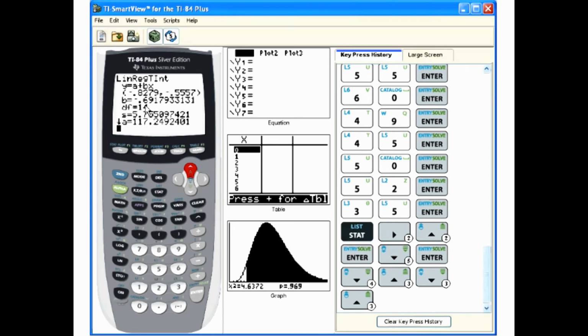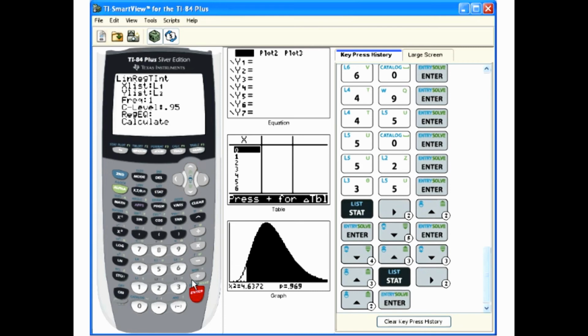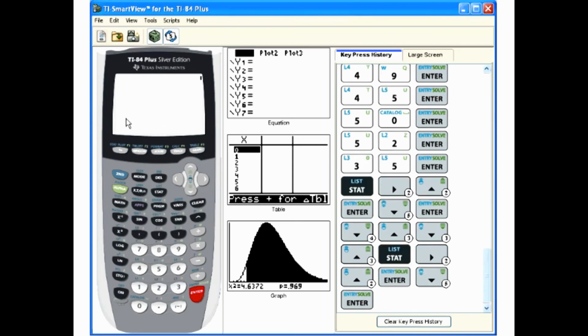I think I need one more thing. Let me go back and see. I think I made a mistake on that. Let me go back to my Stat because it shouldn't be negative. LinRegTInt. There should be one more thing. L1, L2, frequency 1, 0.95, regression equation, calculate. Where is the number you got to plug in? I'm going to have to get back to you on that on the calculator. Thought I had this. Okay, so we have a and b, and the important thing is to know how to find the equation of the regression line.